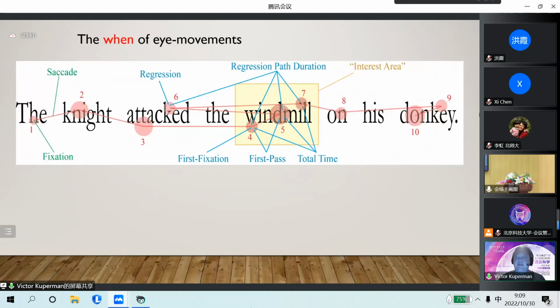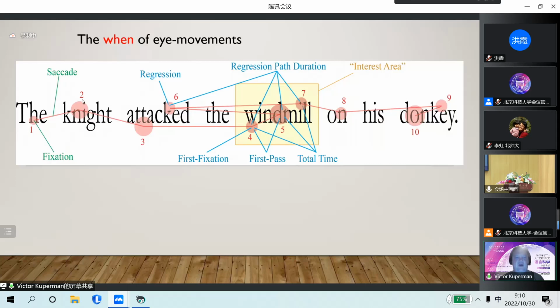So let's spend a little time on this representation of what eye movements we typically study. So what you see in front of you is a sentence in English. The knight attacked the windmill on his donkey. And here we'll just concentrate on one word, windmill, which we'll call an interest area. Now, in this line, you see that the fixations are numbered, and the fixations are shown as circles, and the size of the circle is representative of the duration of that fixation. That is how long we spent on specific words.